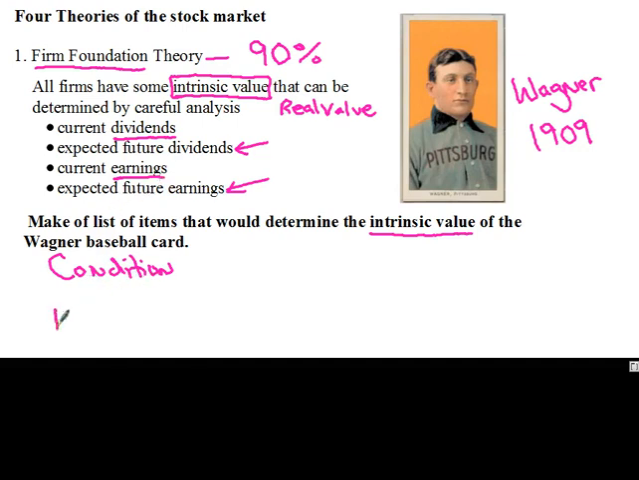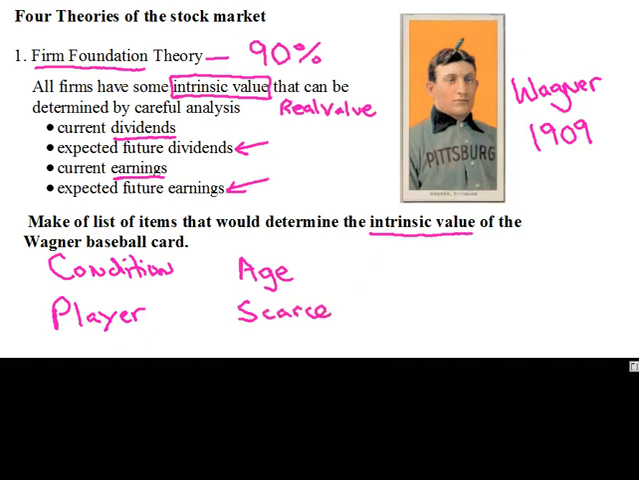Number two, we might look at who is the player on the card. So the better the player, presumably the more valuable the card will be, the greater the real value of the card. We would look at the age of the card. How old is the card? If the card's really old, then it might be worth more than if it's just some player from last year. And then finally, we might look at the scarcity of the card. How many of the cards are available?